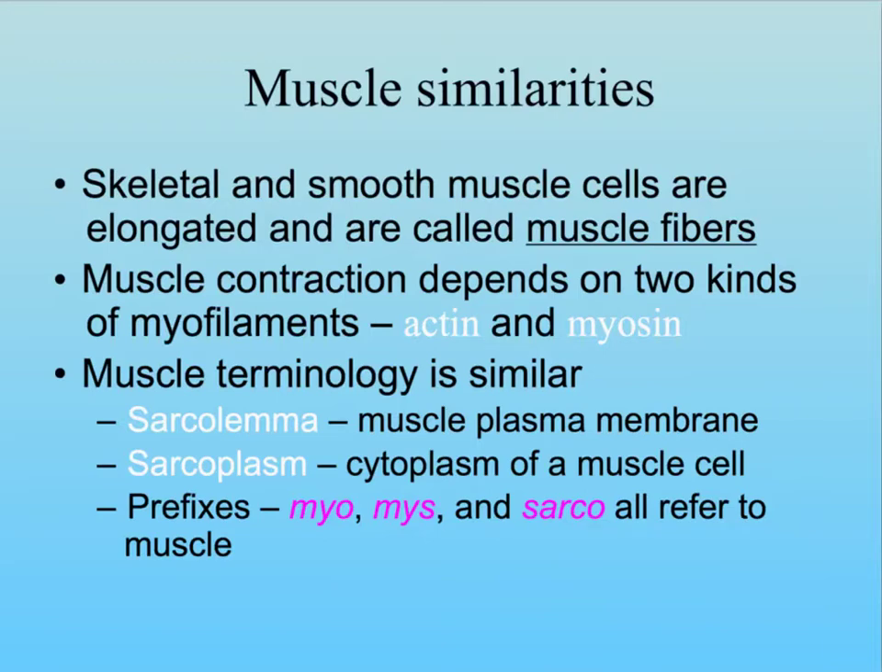So some other terminology that you'll come across quite frequently that you'll want to know the difference between. A sarcolemma is the muscle plasma membrane. So if you remember, in a normal cell, the plasma membrane is the membrane that's around the outside of a normal cell. Well, a muscle cell has that as well. It just looks different. Sarcoplasm is the cytoplasm of a muscle cell, and prefixes like myo, mys, and sarco all refer to muscle.